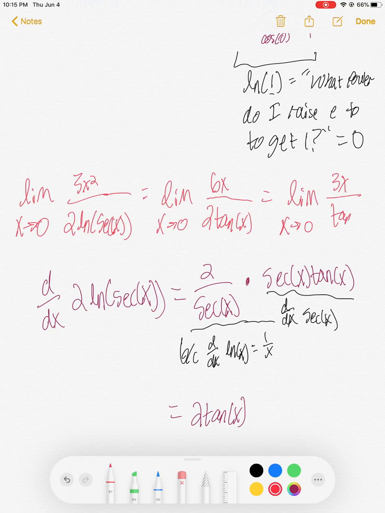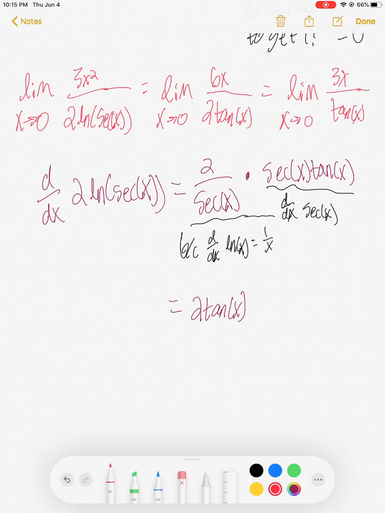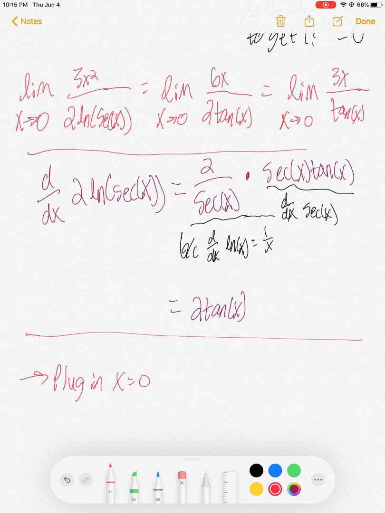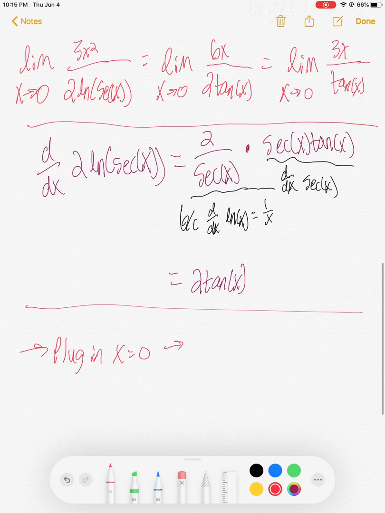Okay, so now let's jump back up to our fraction here and plug that in, 2 tan x. Let's go ahead and simplify a little bit. I can cancel out 6 and 2, so this is just the limit as x approaches 0 of 3x over, now that 2 is gone, just tangent x. Okay, so again, let's try plugging in x equals 0.